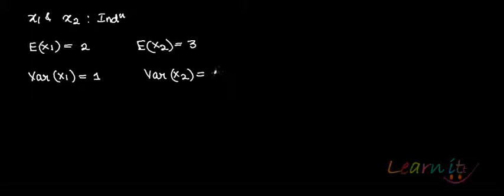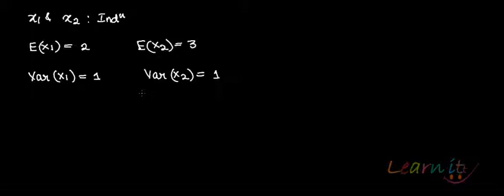Suppose x1 and x2 are two independent variates. The expected value of x1 is, say, 2, that is, the mean of x1 is 2, and the mean of x2 is, say, 3. Now the variance of x1 is, say, 1, and the variance of x2 is, say, 1 again.